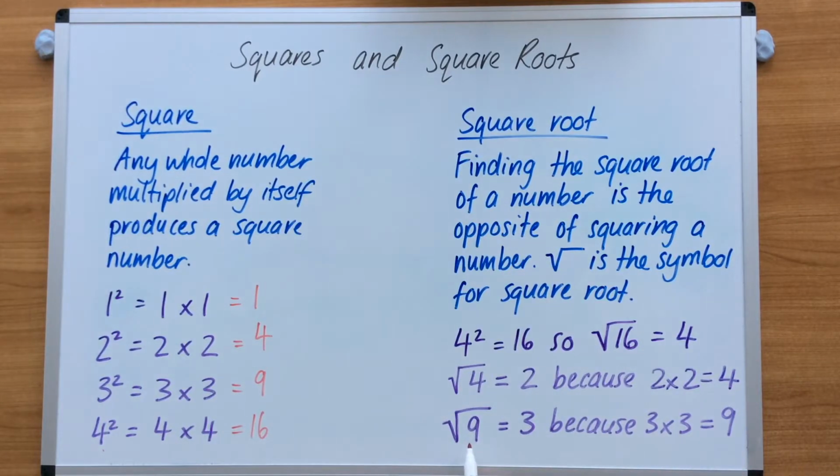What's the square root of 9? You're trying to figure out what number multiplies by itself to give the answer of 9. Well, 3 is the answer because 3 times 3 equals 9. So basically 3 squared equals 9. So that number there is the answer to the square root of 9.